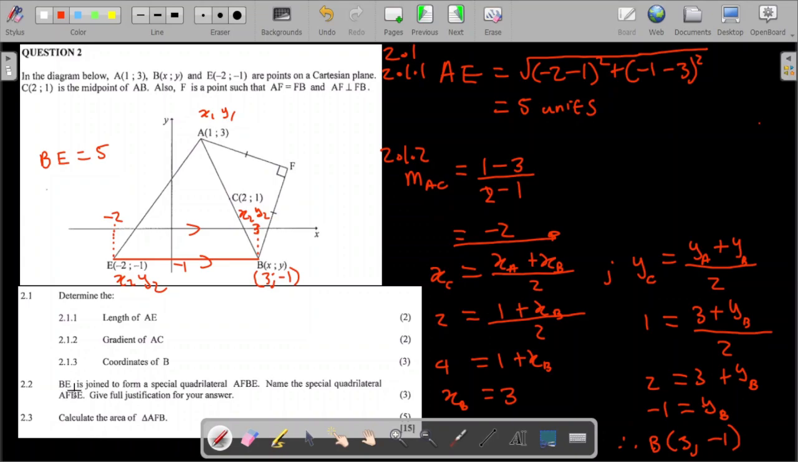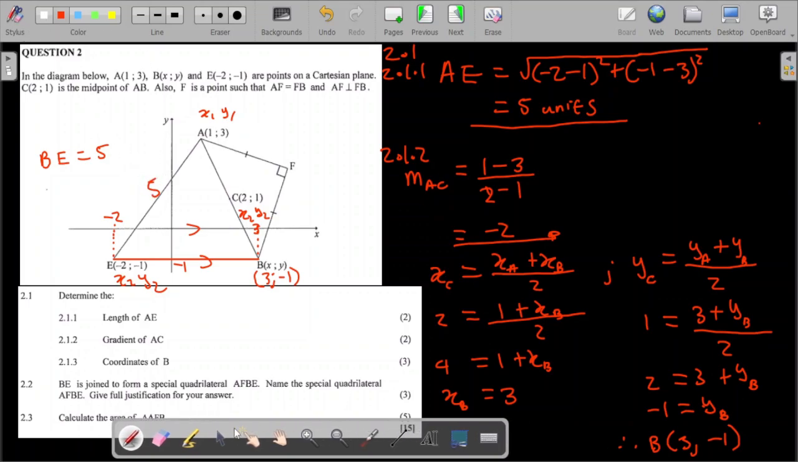They're asking us: BE is joined to form a special quadrilateral, which is AFBE. Name the special quadrilateral AFBE. Give a full justification for your answer. Now, I just calculated the length of BE, which is 5. Remember, we calculated the length of AE, which is also 5. Now, we know this one is also 5 units.